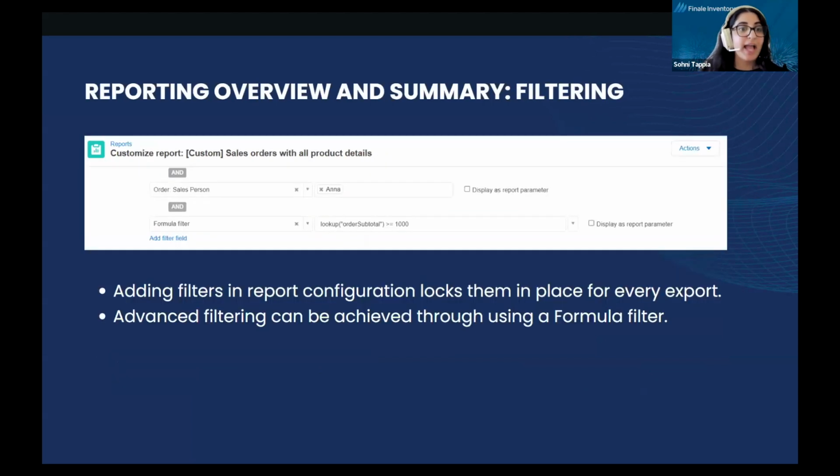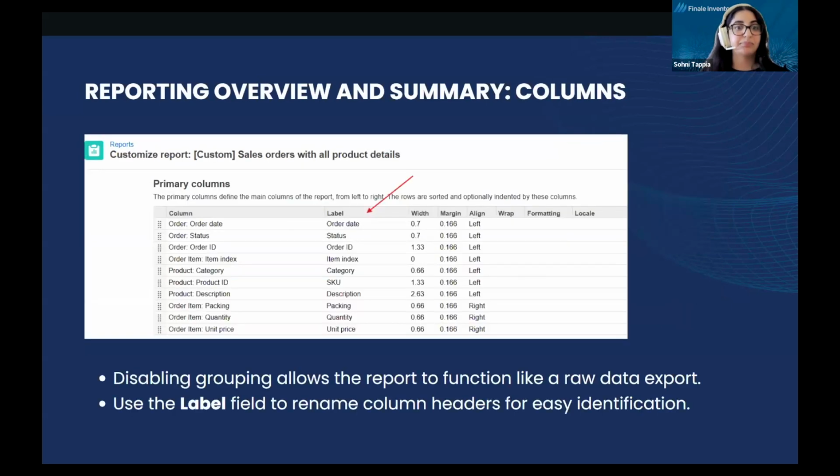When you are adding filters on the back end of the report, what you are doing is locking them in place. So with each subsequent run of the report, your data is going to be condensed down to whatever filter you've entered in here. And you can also use the formula filter bar to do any kind of advanced filtering, writing formulas to again condense down the output of the report that's coming out of Finale.